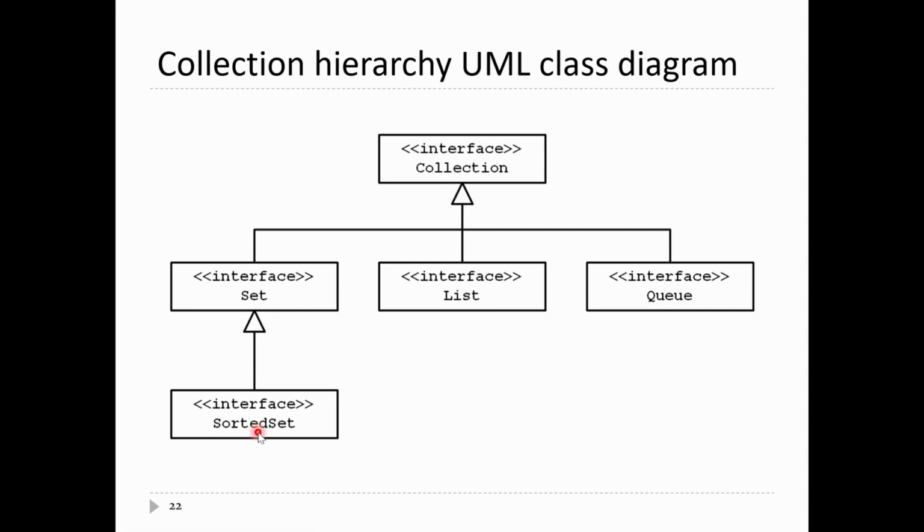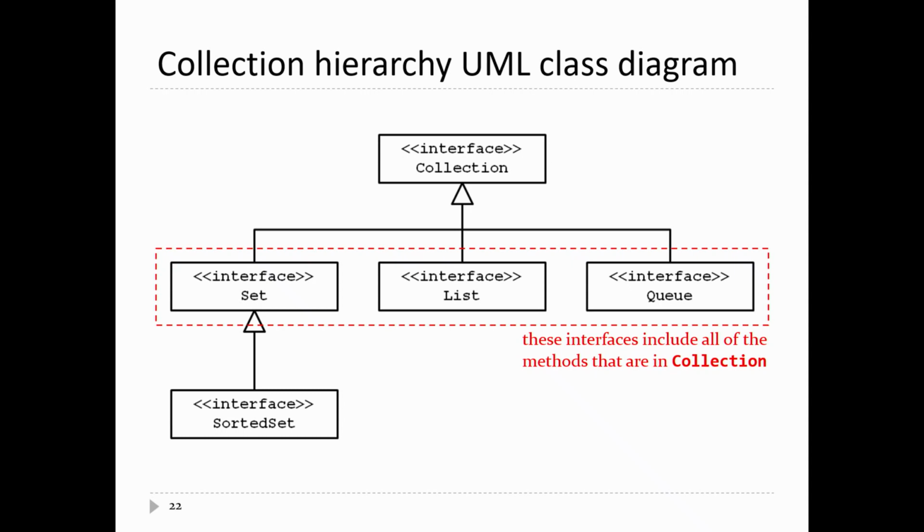And then you've got this thing down here called sorted set. Follow the arrow up to set, and that says sorted set is a kind of set. So a sorted set supports everything that a set can do, which supports everything that a collection can do. But a sorted set is special. As its name implies, it's sorted. So if you iterate over the elements of a sorted set, it iterates in some sort of order.